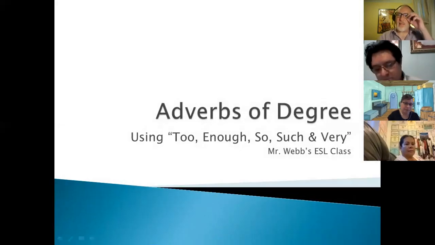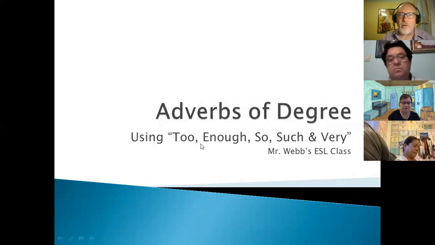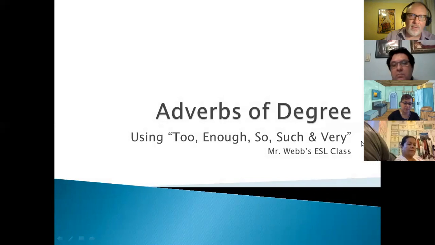All right, can everybody see the slide? Yes. Adverbs of degree using too, enough, so, such, and very. Okay, so let's talk about this tonight. Very similar words, but they're not exactly the same. So let's look at them carefully.